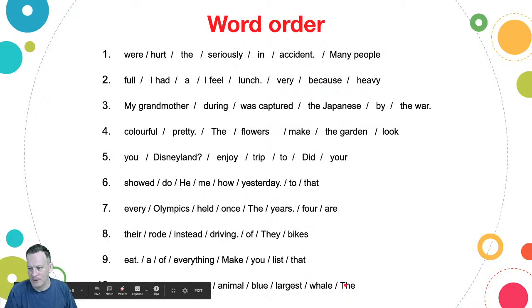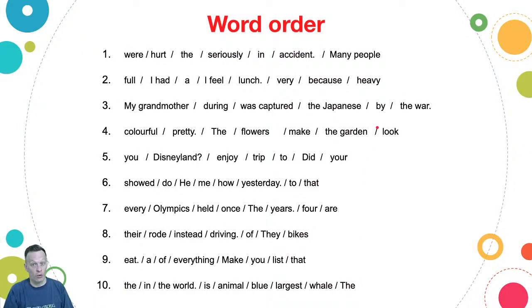Yes, excellent, Barbara. Here we go. Very easy word order again. We're going to put these words in order. Were hurt, the, seriously, in, accident, many people. And you have got two clues in the sentence because I gave you the first word, which is capitalized, and I gave you the last word, which is punctuated. So that should help you along the way there. We finish this conscientiously, thinking about where we put the words, and then we call it a day.